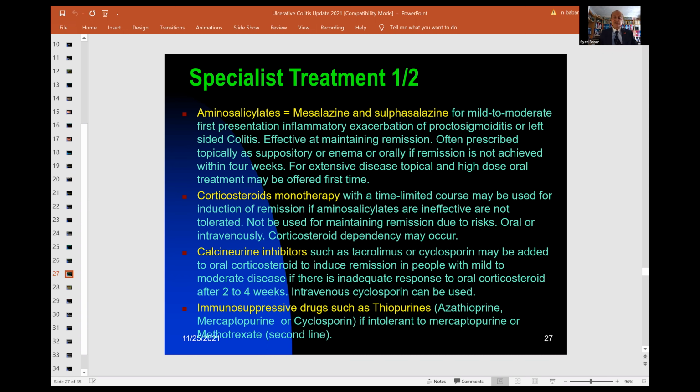Calcineurin inhibitors such as tacrolimus and cyclosporin can be given orally, but obviously cyclosporin would be given intravenously. And this is given for 2 to 4 weeks to achieve a remission, followed by shifting over, if possible, to the aminosalicylate if the patient tolerates it. Immunosuppressive drugs such as thiopurines, such as azathioprine and mercaptopurine, if the patient is intolerant to others, can be given as well.